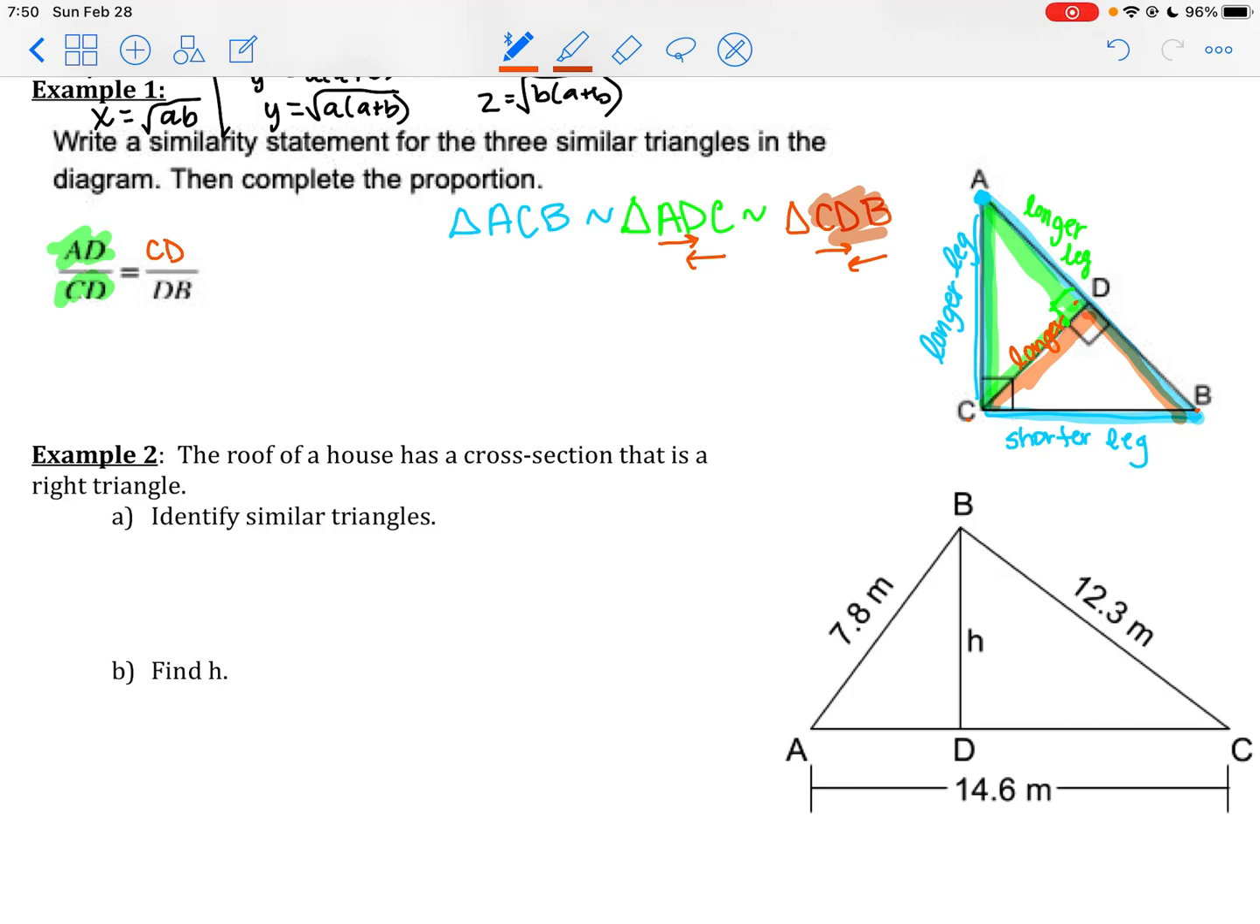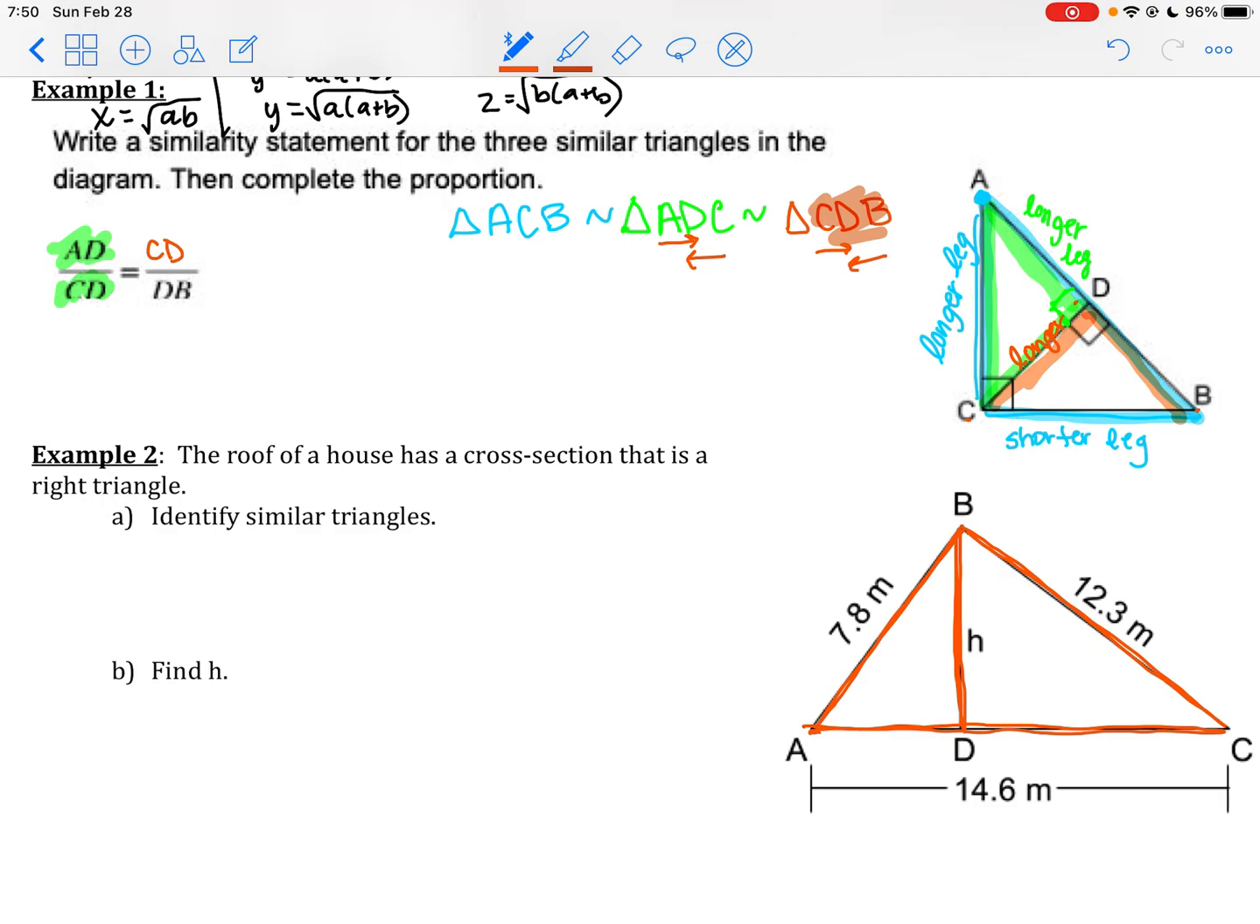All right, example 2 says the roof of a house has a cross section that is a right triangle. So this is like if you were looking at the roof of the house and you just took one slice, one set of those beams. So what we have here is the roof of the house, here's the slope on the front, here's the slope on the back, and then this would be the height, the top of the walls. And if we need to put a support beam in, we would want to make sure that that's perpendicular. So what that's going to do is create this similar right triangle situation.